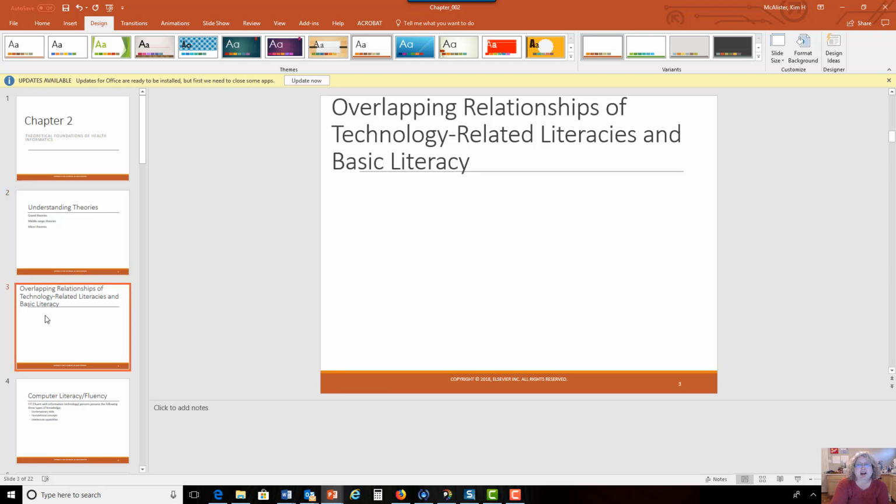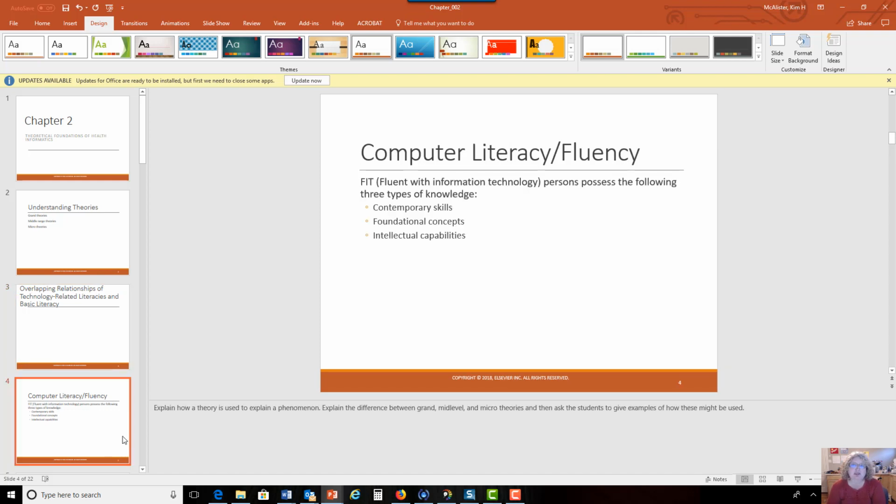So next we're going to talk about the overlapping relationships of technology-based literacy and basic literacy. And we're going to look at computer literacy and fluency. You may have heard of FIT, which is fluent with information technology. And someone who is considered fit has contemporary, foundational, and intellectual skills. The contemporary skills would be the ability to use apps, such as Word or email, also maybe Hippocrates or some other apps that you may use in your specific job.